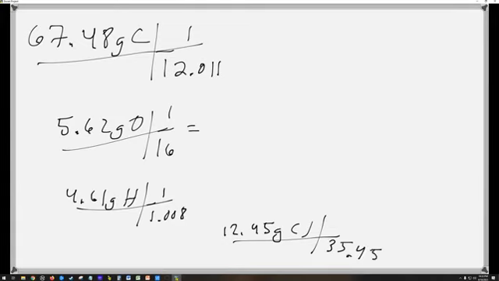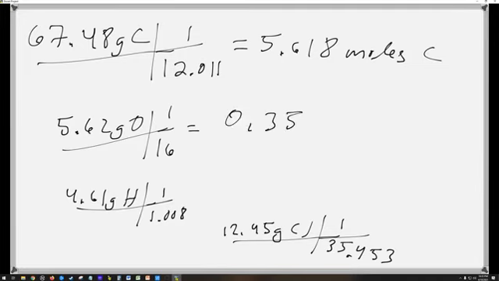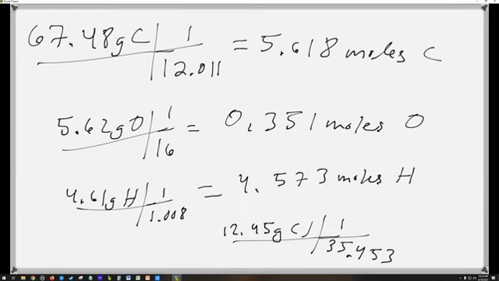So 35.453. Okay, let's divide these out. 67.48 divided by 12.011, 5.618 moles of carbon. 5.62 divided by 16, it's going to be 0.351 moles of oxygen. 4.61 divided by 1.008, 4.573 moles of hydrogen. 12.45 divided by 35.453, and I get 0.351 moles of chlorine. Okay, so we're going to divide by the smallest number, which is 0.351.